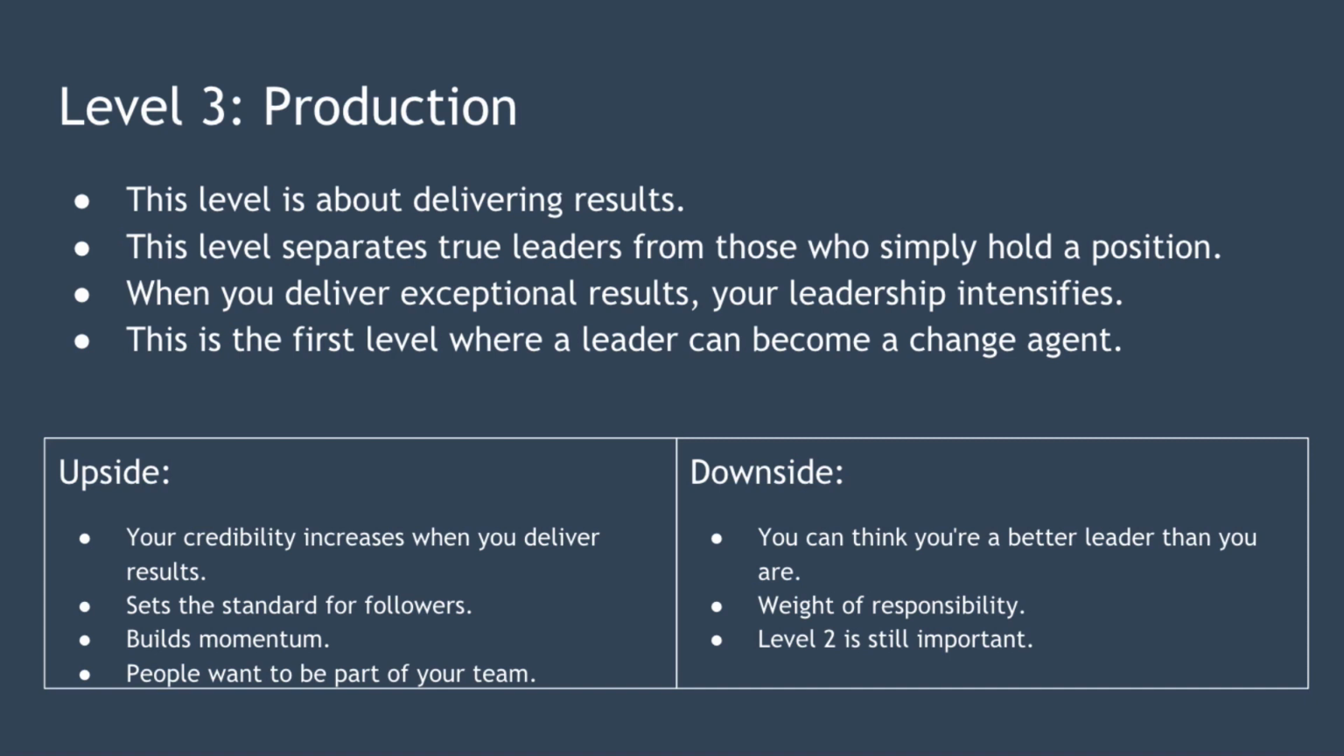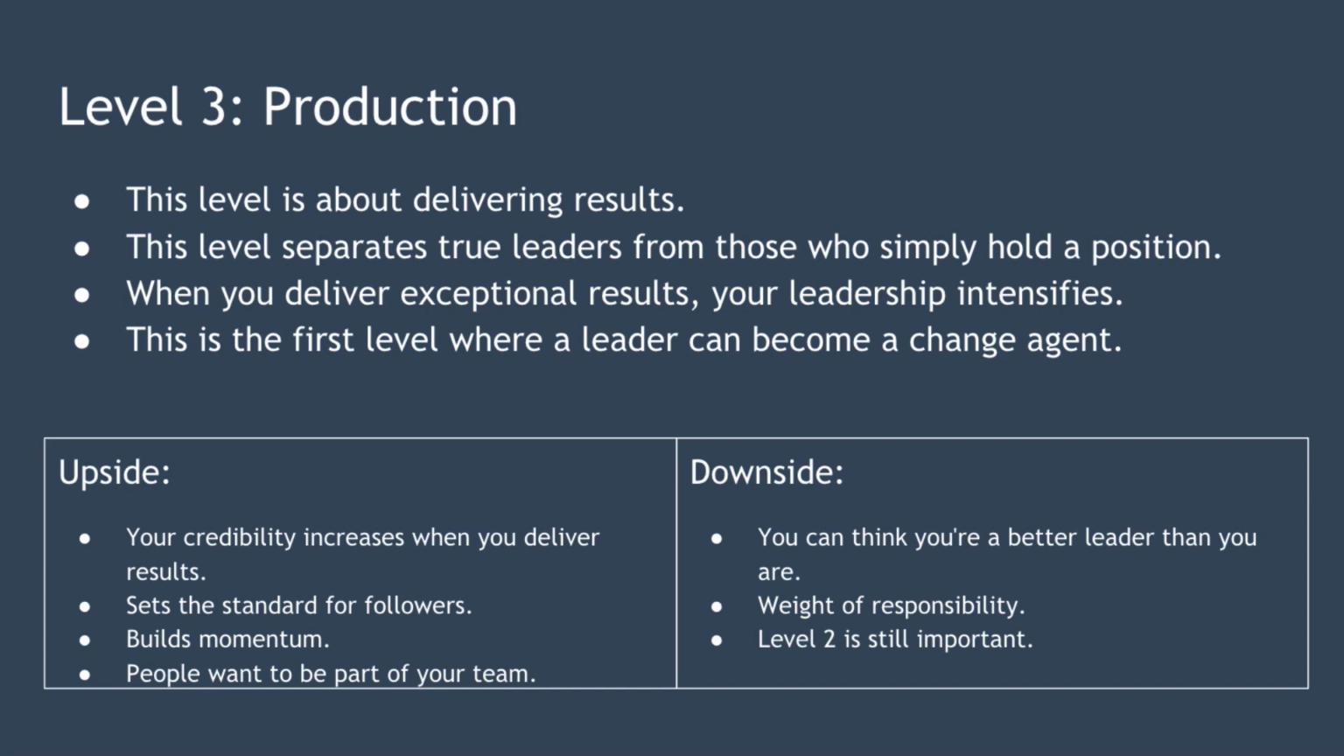So now we move on to the third level, production. And this level is all about delivering results. This level separates true leaders from leaders who simply hold a position. Now, there's more to being a leader than simply getting on with people. Great leaders get results. And when followers see you achieving great results, it gives them a reason to follow you.